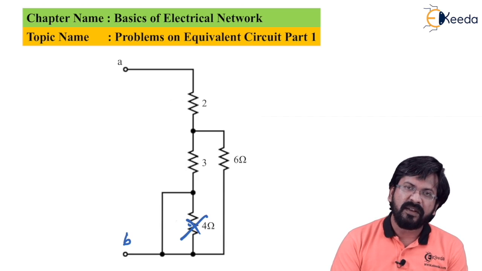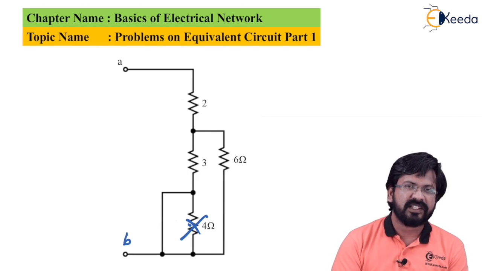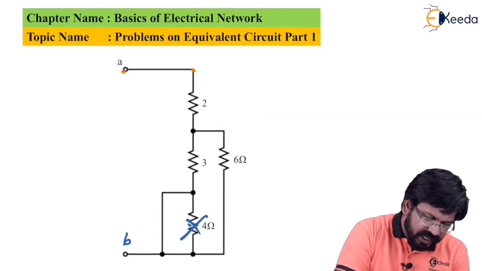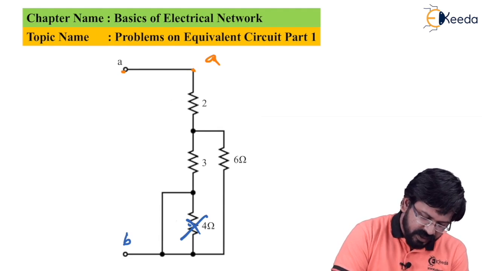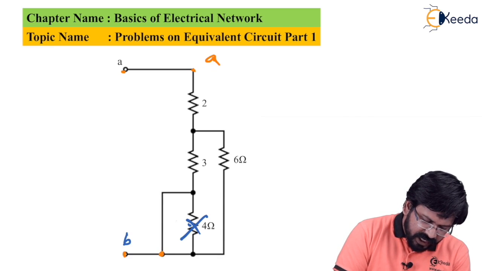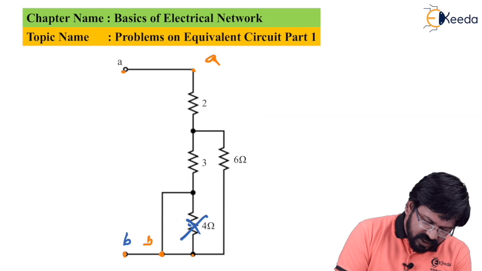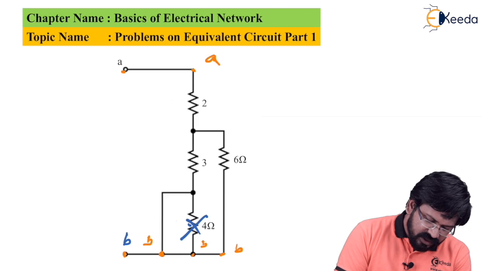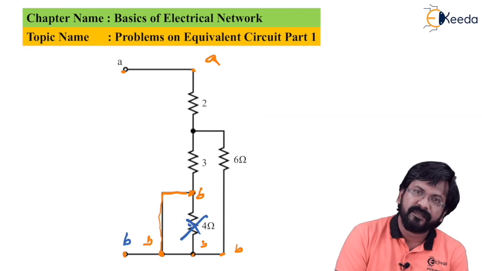In this, one method helps you, which is called the point method. Let us understand how to deal with the point method. See, if this point is A, I can consider this point as A. If this point is B, I can consider the same point as B because they are directly shorted. I can see this point as also B. This point is also B. Since this point and this point are directly shorted, I can consider this point as B itself.